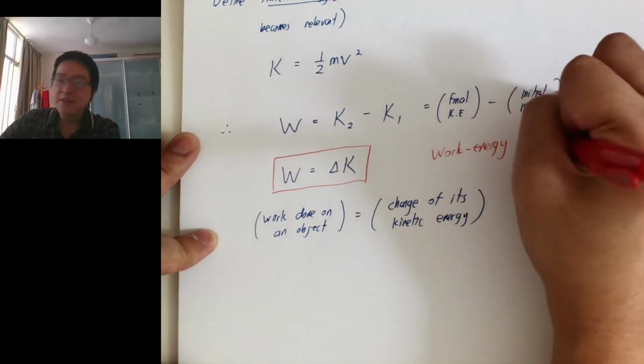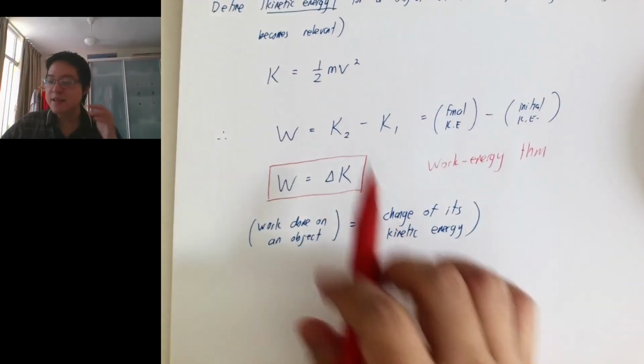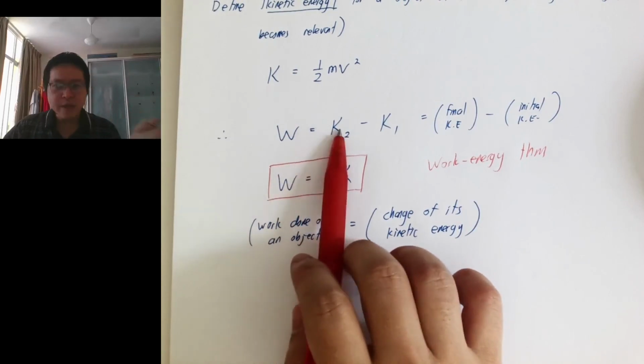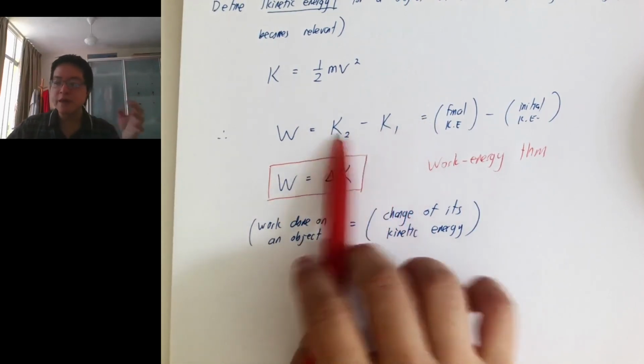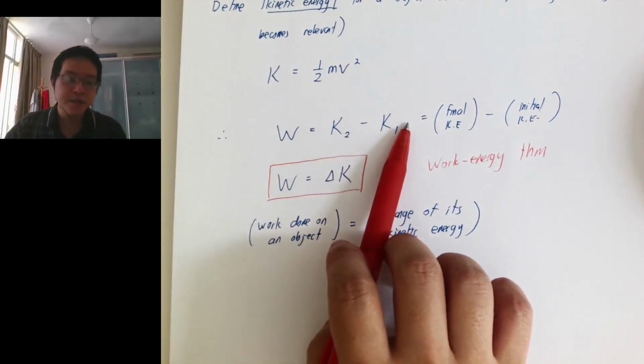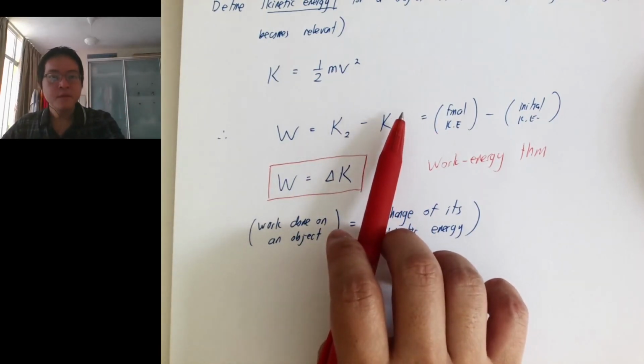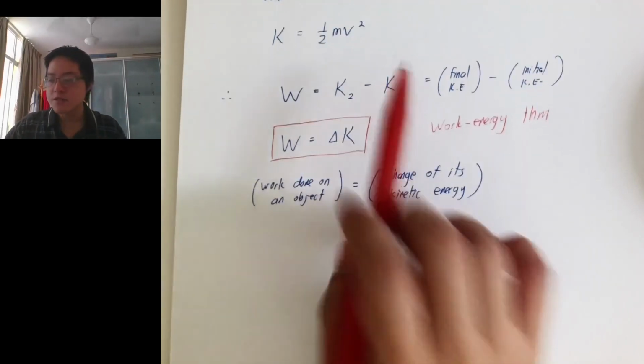Okay, so it's not a real theorem by mathematical standard. It's just that the work done equals something minus something, and then we purposely define this to be our kinetic energy. Okay, any questions so far?